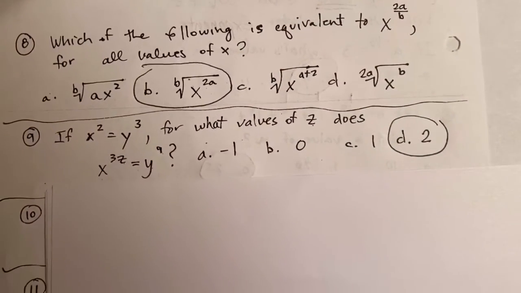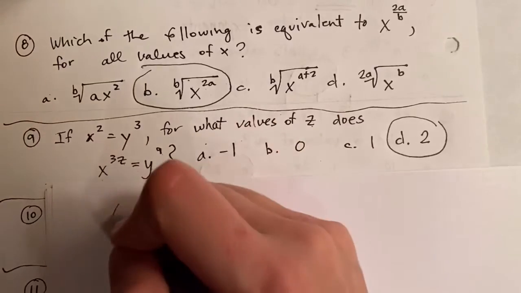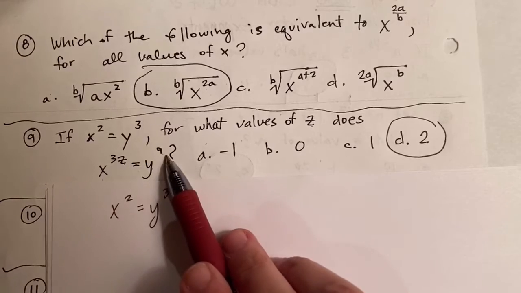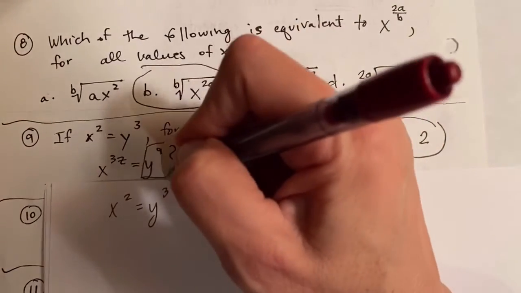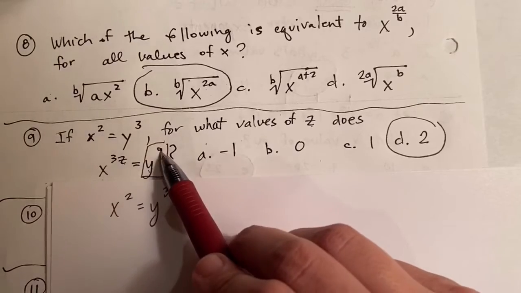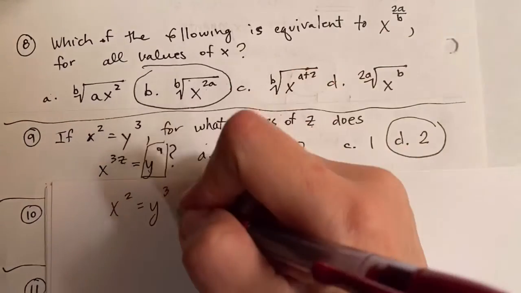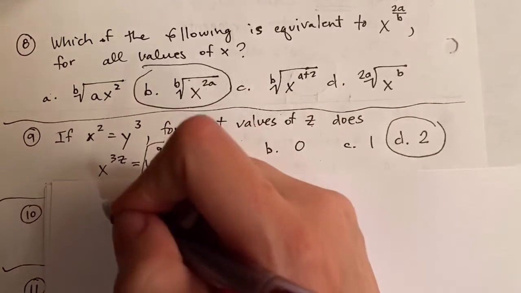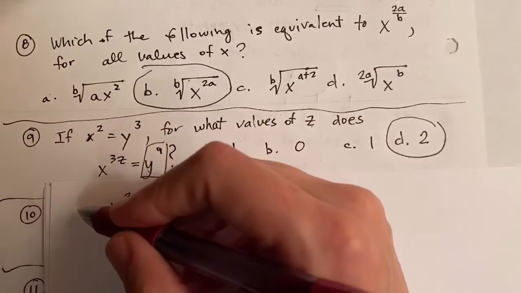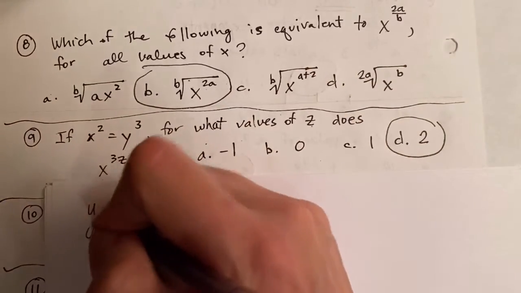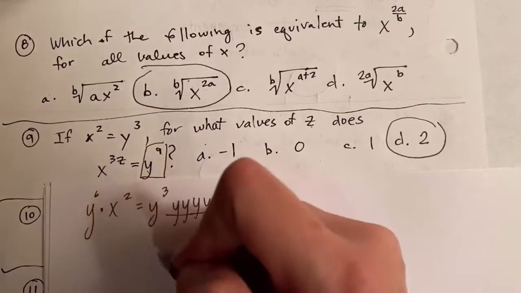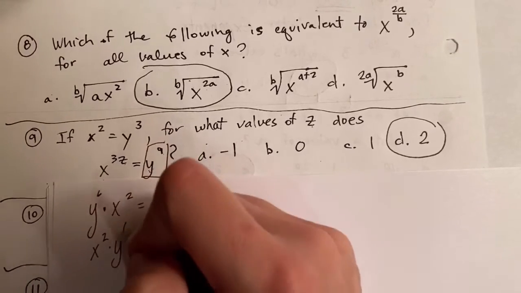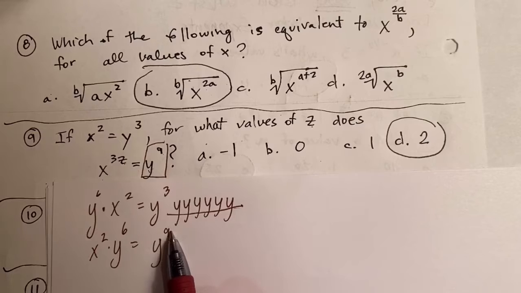Now looking at 9, it says if x squared is equal to y cubed, for what values of z would this be equal? So what they're asking you is, please solve for y to the 9th. So it's like, okay, well, I can multiply some more y's on this side, and whatever I multiply on this side, I got to multiply to that side. So if I multiply both sides by y to the 6th power, y to the 6, 7, 8, 9, I get x squared times y to the 6th is equal to y to the 9th.